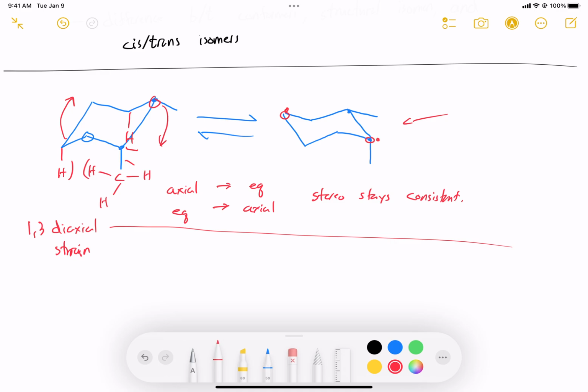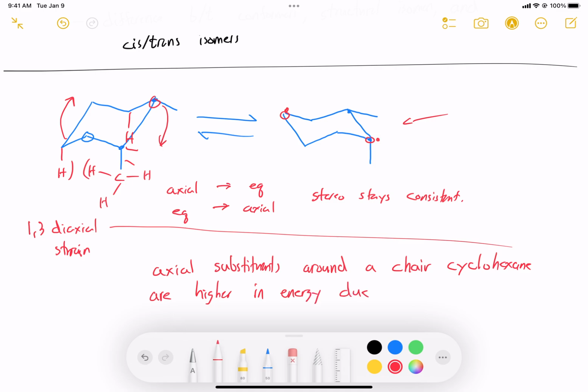Okay. So we could say axial substituents around the chair cyclohexane are higher in energy due to diaxial interactions. Okay, so that's the primary reason why we draw a chair form that's more stable. So the precise name for this is 1,3 diaxial strains. Okay. So that's the thing about chairs.